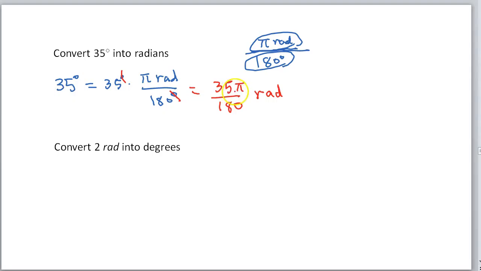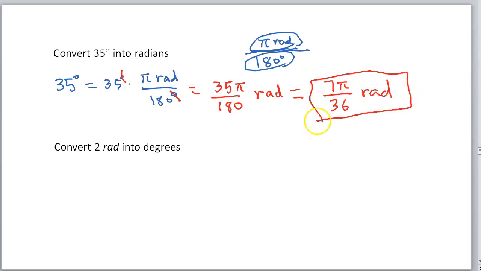Okay? Now, however, if you can reduce the fraction, you should. So since they're both divisible by 5, 35 is 7 times 5, and 180 is 36 times 5. Okay, so 35 pi over 180 is 7 pi over 36 radians. So that's the answer: 35 degrees is equal to 7 pi over 36 radians.